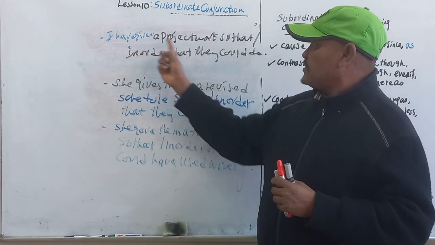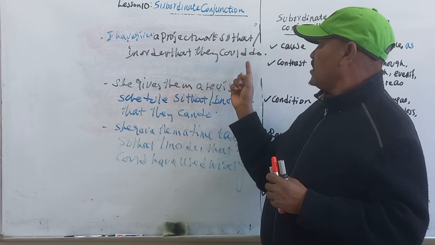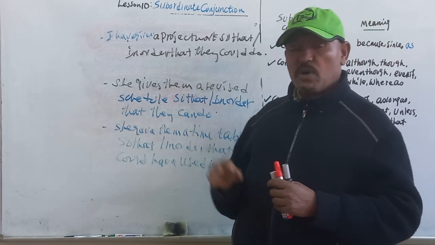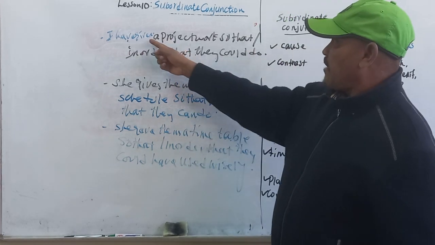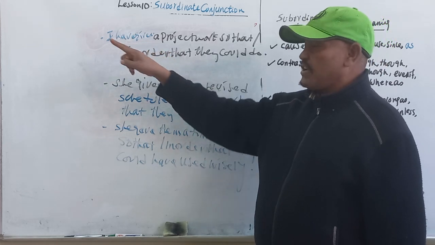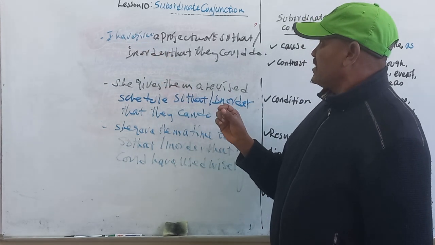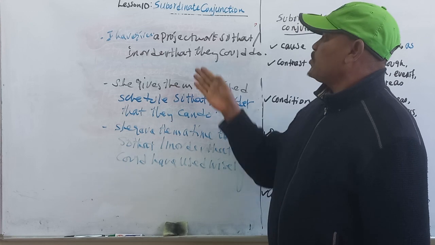Look here: I have given a project work so that, or in order that, they could do. So what's important here? Here, "I have given," what kind of tense is this? Which is present perfect, yeah?